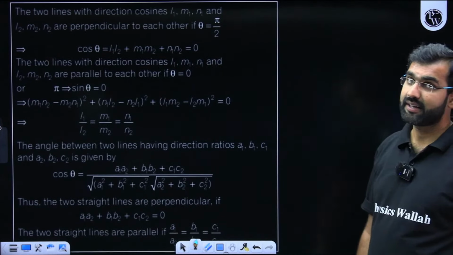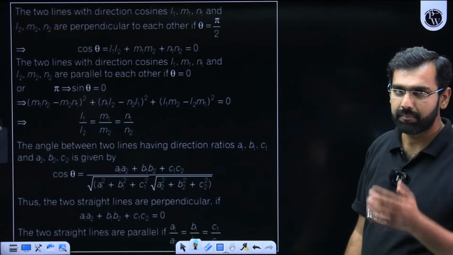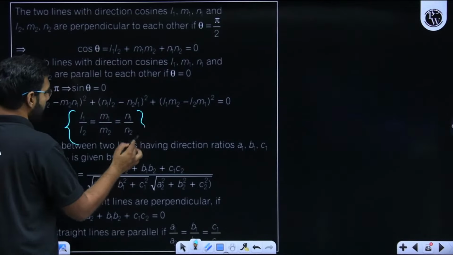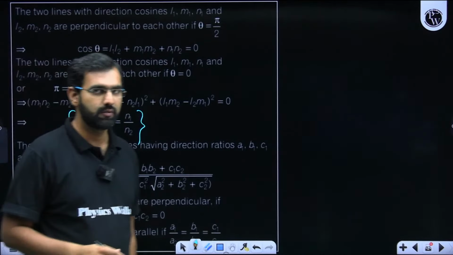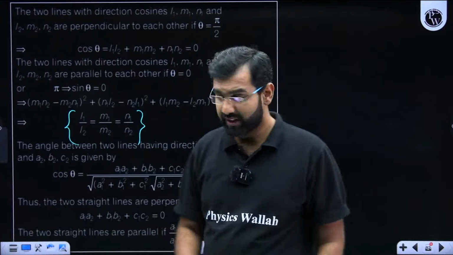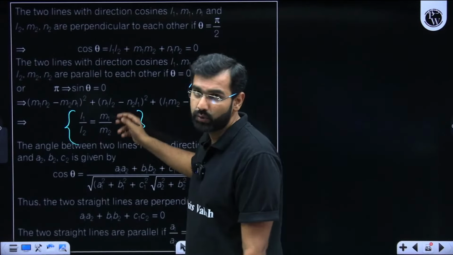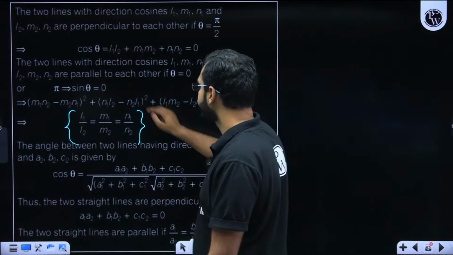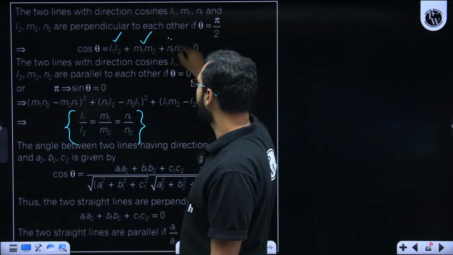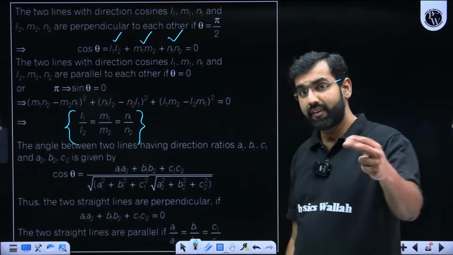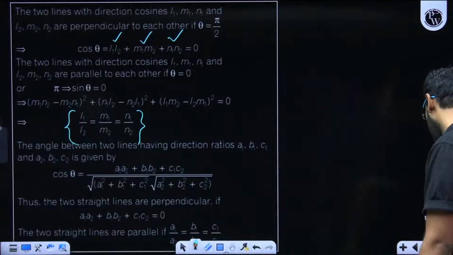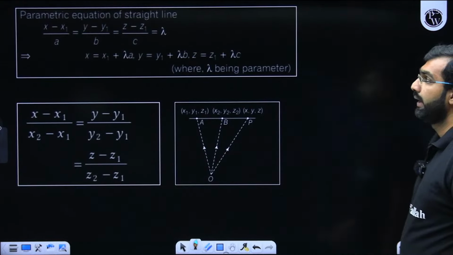Now there comes the condition for perpendicularity and parallelism. If two vectors are parallel, then L1 upon L2, M1 upon M2 and N1 upon N2 will be same. Even if their direction ratios are given, then A1 upon A2, B1 upon B2 and C1 upon C2 will be same. If they are perpendicular, in that case, L1, L2 plus M1, M2 plus N1, N2 will be 0, or A1, A2 plus B1, B2 plus C1, C2 will be 0. Whatever it is, direction cosines or ratios, it will be same.